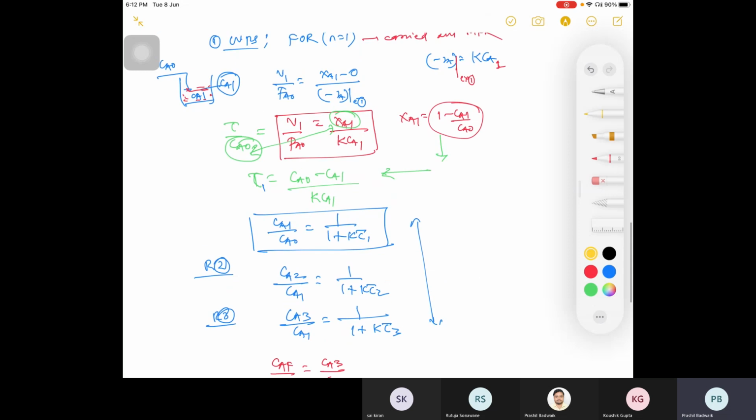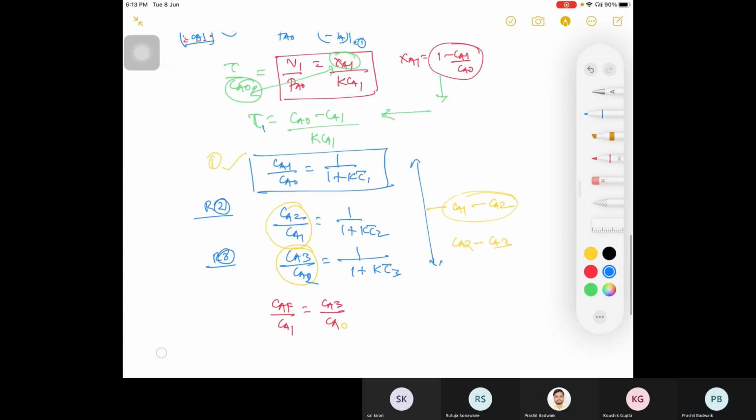See, in the first reactor we have Ca1 divided by Ca naught is equal to 1 upon 1 plus K tau 1. In the second reactor, the inlet concentration is Ca1 and the output is Ca2. So here you have Ca2 by Ca1. Now in the third, Ca2 is the input and Ca3 is the output. So it is your Ca2.